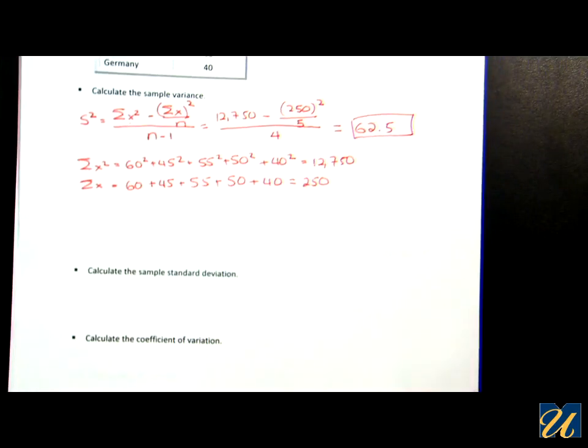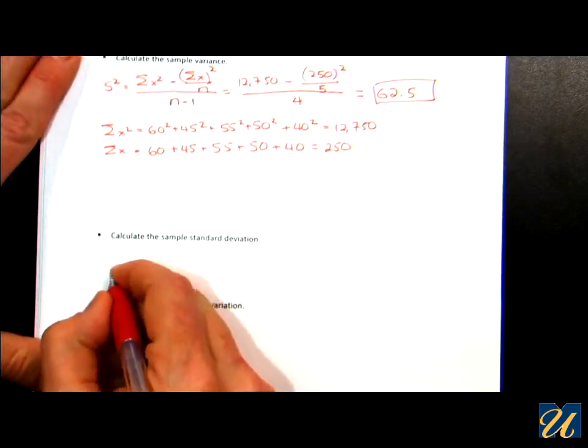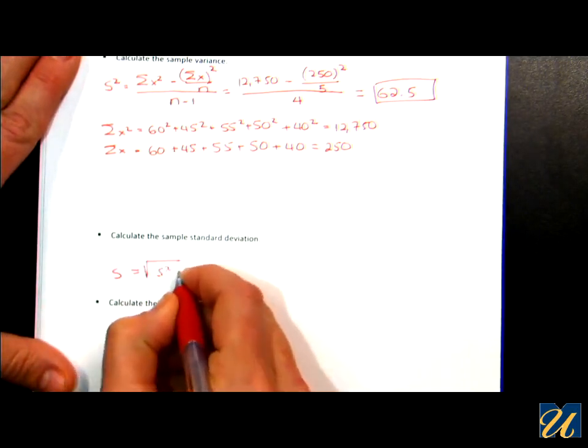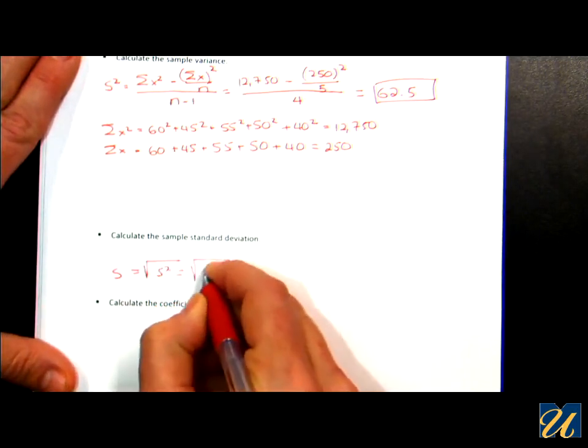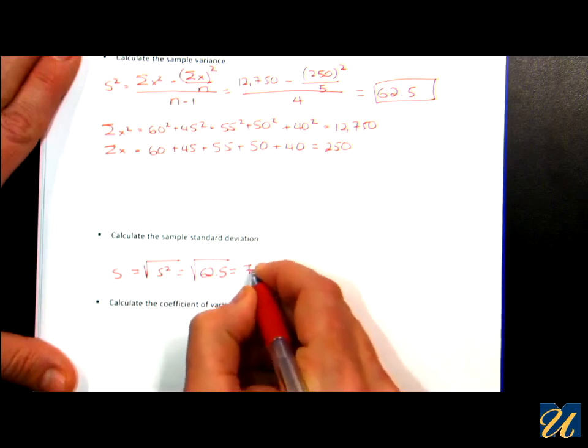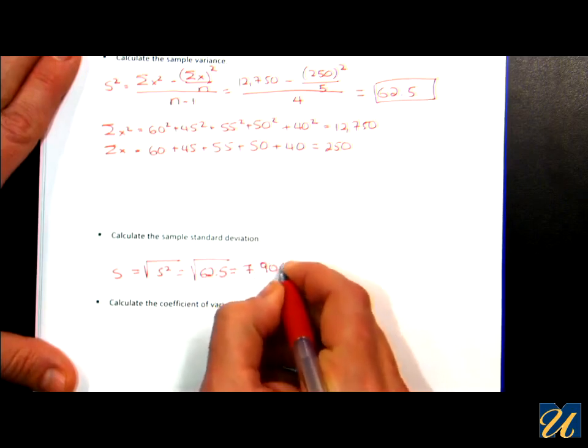Calculate the sample standard deviation. Once you have the variance, this is very, very simple. For the standard deviation, all you need to do is take the square root of your variance, which means in our case the square root of 62.5, and this is going to be 7.906. Calculate the coefficient of variation.